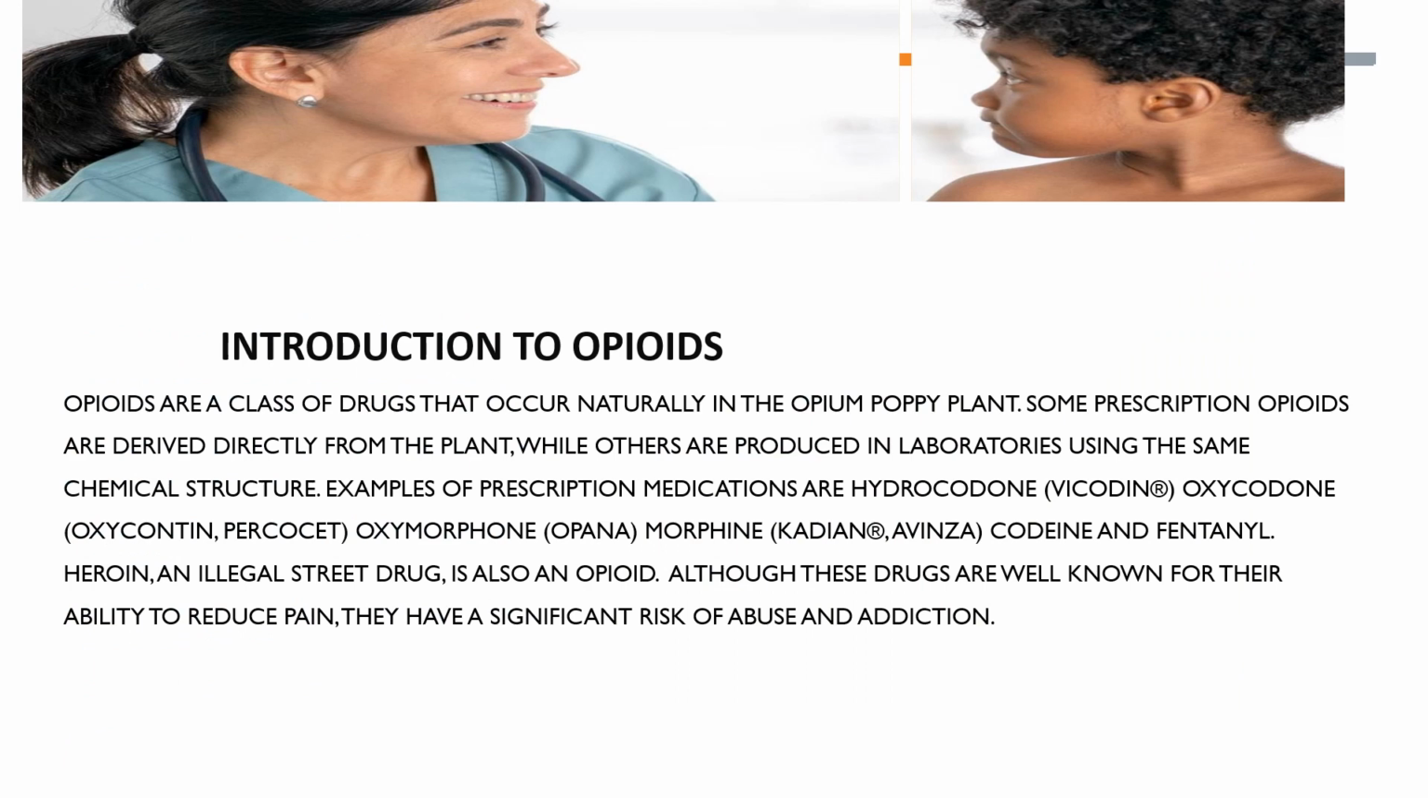So, to introduce, opioids are a class of drugs that occur naturally in the opium poppy plant. Some prescription opioids are derived directly from the plant, while others are produced in labs using the same chemical structures. Some examples of prescription opioids are hydrocodone or Vicodin, oxycodone, also called OxyContin or Percocet, oxymorphone, morphine, codeine, and fentanyl. Heroin is an illegal opioid that is sold in the street.